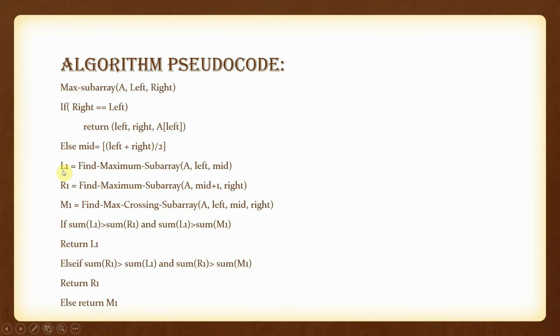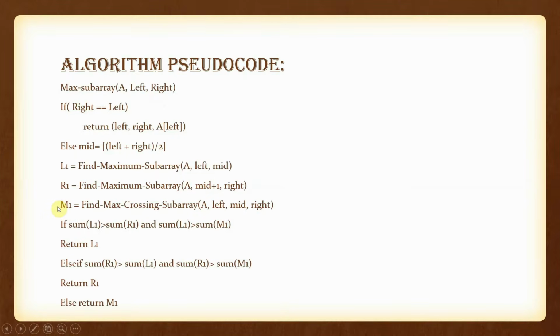Then we'll go to L1. L1 is recursively calling the maximum subarray method, and we are sending mid value as right. From here, recursion will go on and it will break the arrays into individual sub-arrays. When left and right indexes are equal, it will return the indexes and its value to the previous recursion method. Similarly, we'll calculate R1 and take mid plus 1 as left.